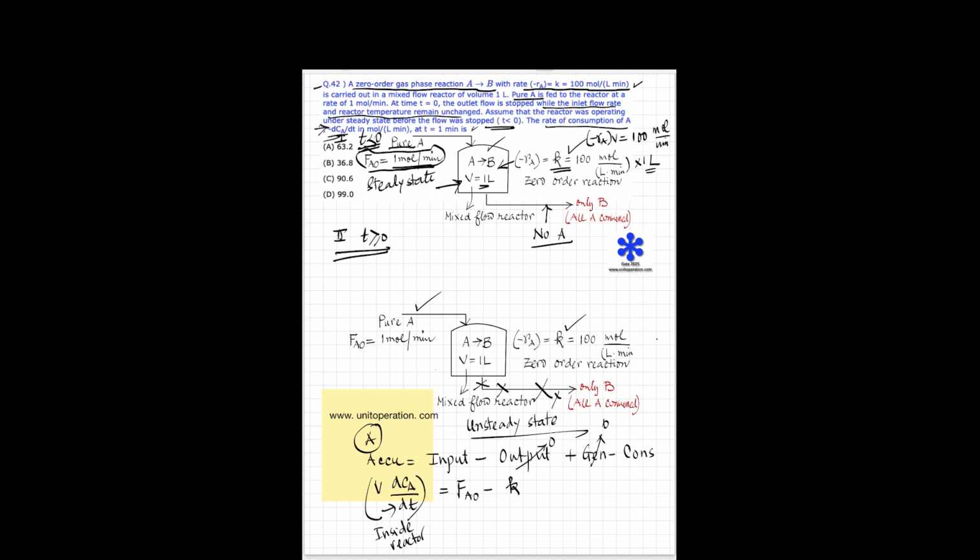So we can say negative of dC over dt would be equal to K minus FA0 over V, and that would be equal to 100 minus 1 mole per minute divided by V, which is 1 liter. So that would be equal to 99 mole per liter per minute. So this is the correct answer.